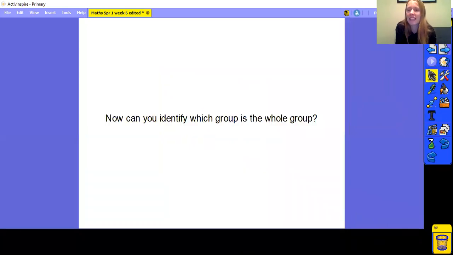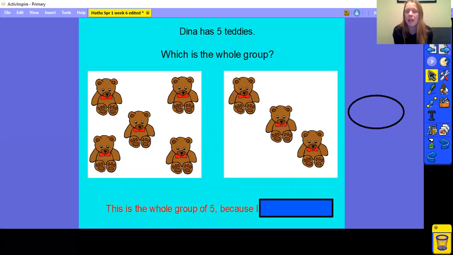Now, one last little challenge before you have your job to do. Can you identify which group is the whole group? It says Dina has 5 teddies. Which is the whole group? Is it this group of teddies? Or is it this group of teddies? How can we work it out? We need to count each group and then decide who has all of Dina's teddies.